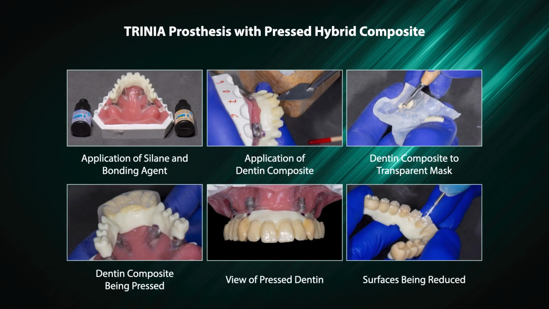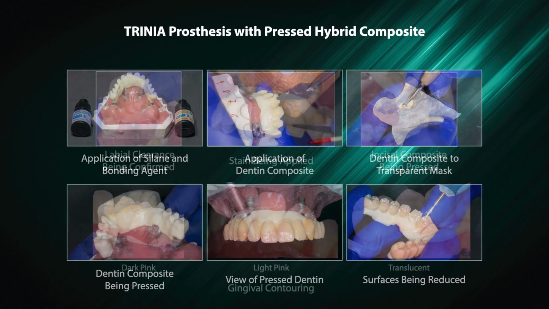The top left image shows the application of silane and bonding agent. The top middle image shows the application of dentin composite. The top right image shows the dentin composite to transparent mask. The bottom left image shows the dentin composite being pressed. The bottom middle image is a view of the pressed dentin. The final image shows the surfaces being reduced.